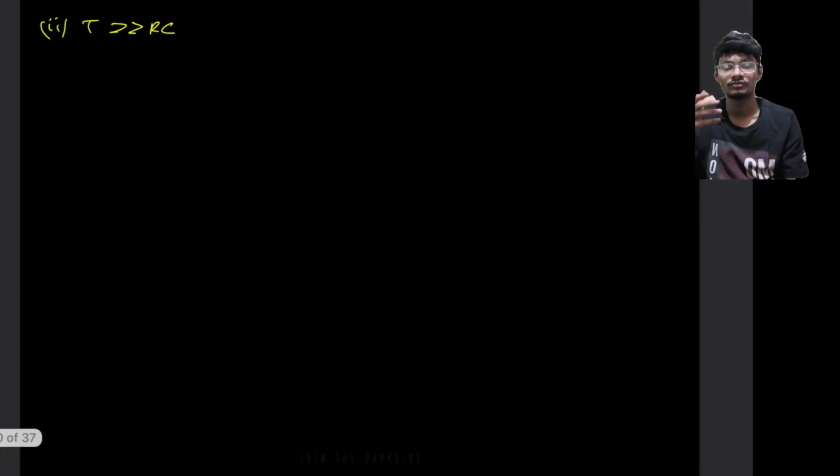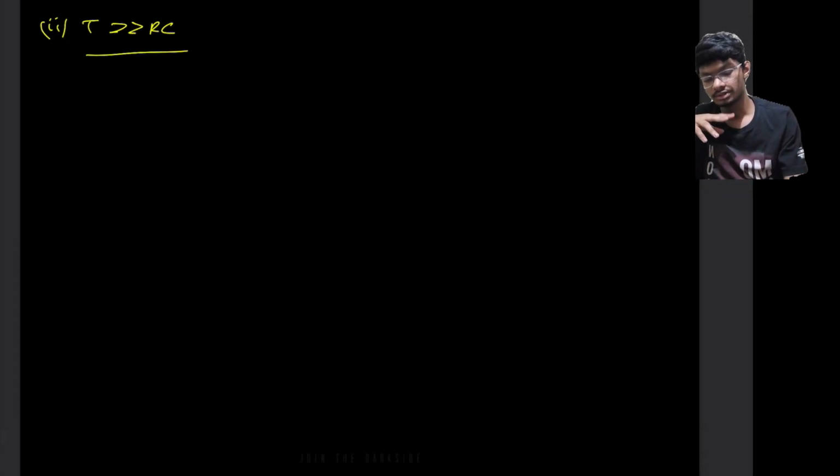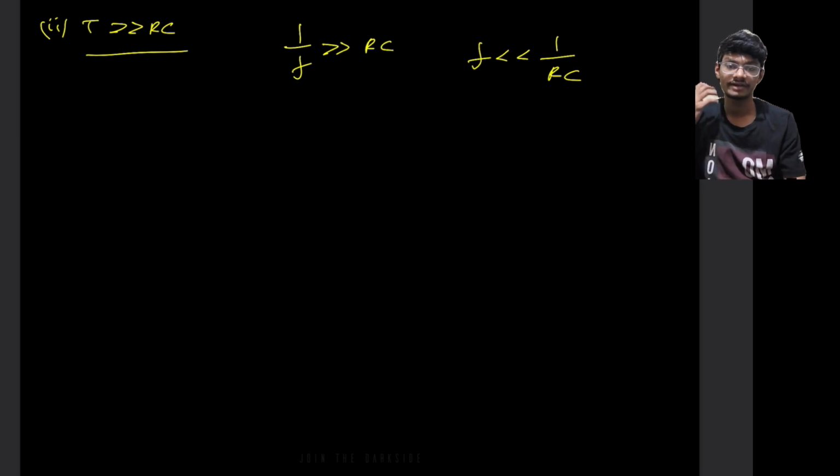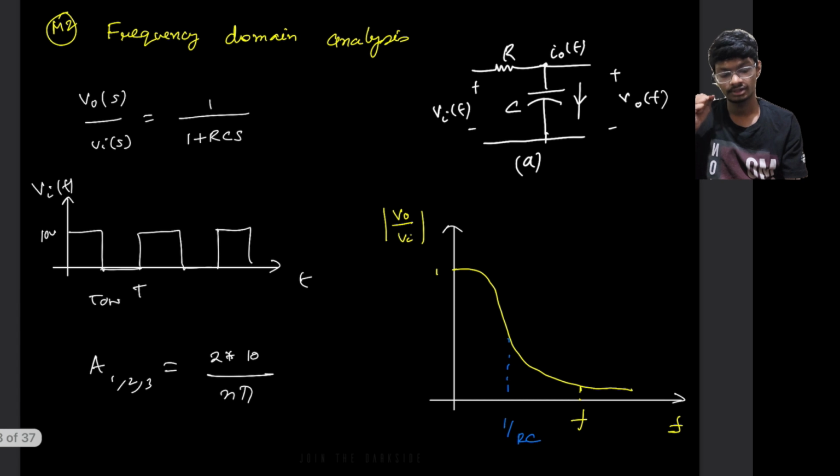Now let us solve for the other case where t is much greater than RC. So if t is much greater than RC, 1 by f is much greater than RC, or f is much less than 1 by RC. So if f is much lesser than 1 by RC, what is happening in the graph? So f lies somewhere here, f dash, f double dash or something.